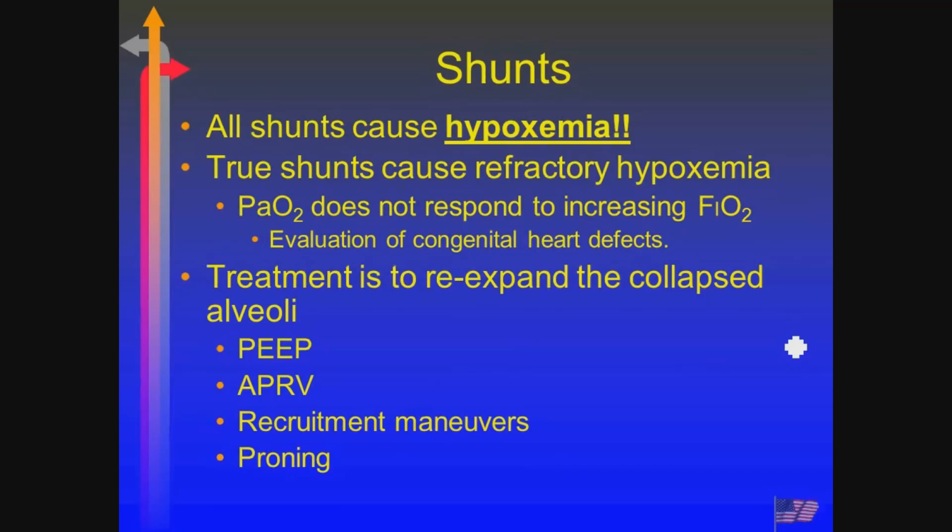Putting them prone will pull the heart down, because a lot of times just the size of the heart itself is helping to collapse the left lower lobe. They're all examples of how we can re-expand collapsed alveoli.